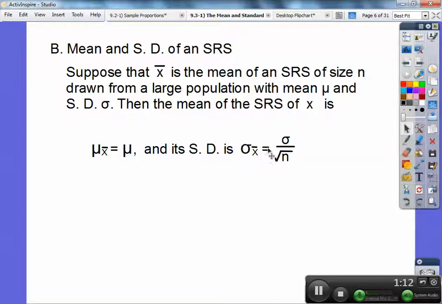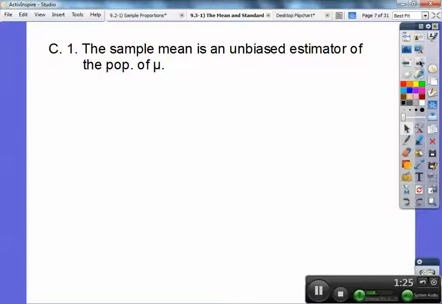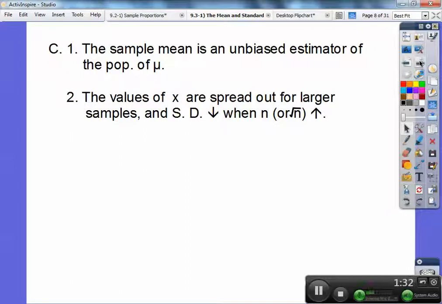Remember, that was in the last board problem right here. So standard deviation divided by the square root of n. This is when you do an SRS where n is something other than 1. The sample mean is an unbiased estimator of the population mean, and the values of x-bar are less spread out for larger samples. The standard deviation decreases when the square root of n increases. So if you increase your sample size for your SRS, your standard deviation will also decrease.